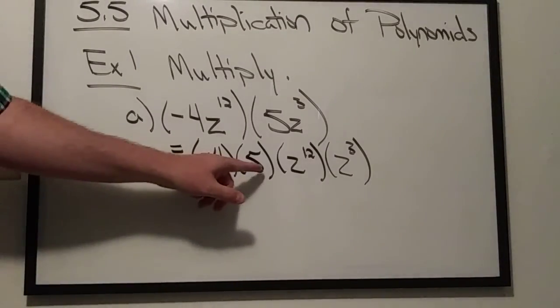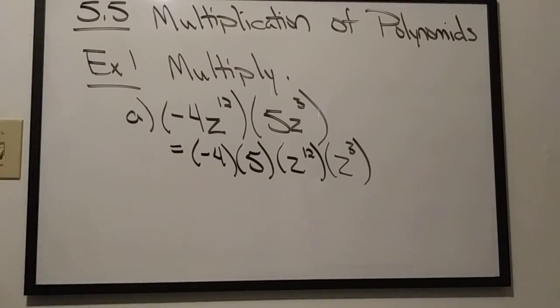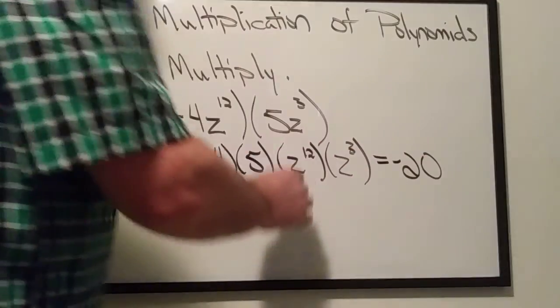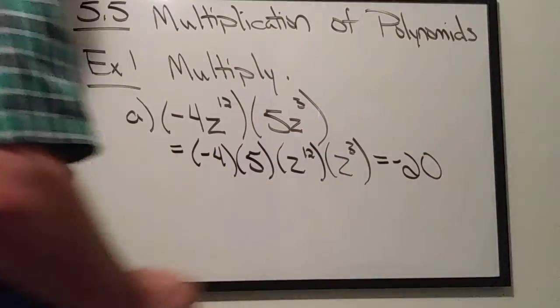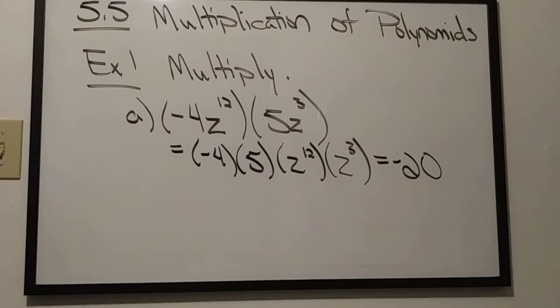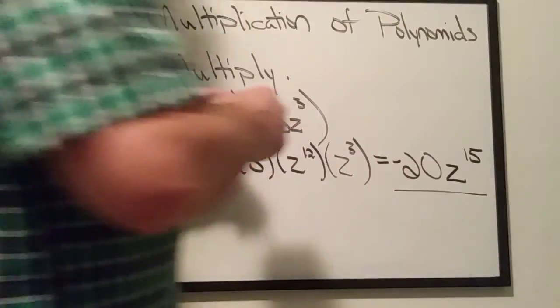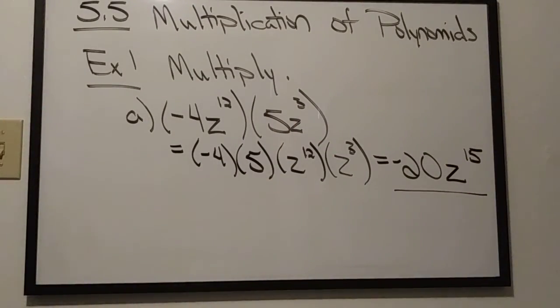So now we have negative 4 times 5. Because those things look like each other, they can actually come together. Negative 4 times 5 is going to be negative 20. And then z to the 12th times z to the 3rd. This is then one of our rules of exponents. We have z to a power times z to another power. The product rule of exponents says that I'm going to add those exponents together. 12 plus 3 is going to be 15. So this is going to be z to the 15th. And there's our answer. Negative 20z to the 15th.